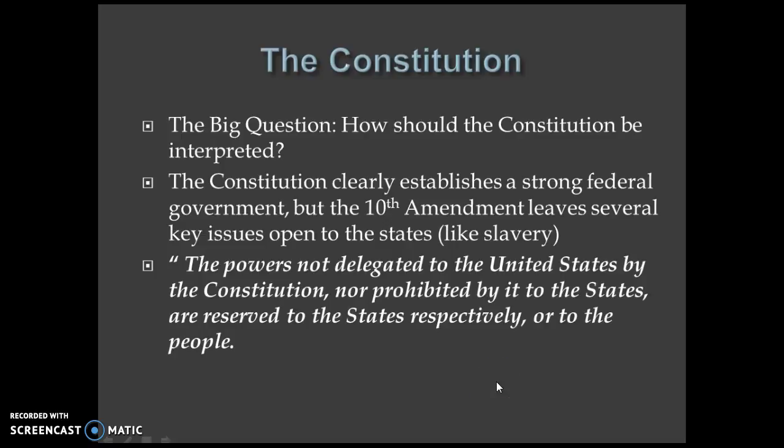Of course, if you're from the southern states, you interpret that as saying that states have the right, it's the states' rights argument, the states have the right to decide what they want to do within their own boundaries about slavery. If you're an individual from the North, you're going to interpret that as saying, well, if it's not directly given to the federal government, the states might have it, but slavery is an issue that the federal government should have power over. So how you interpret the Constitution is a different area that they look at here.